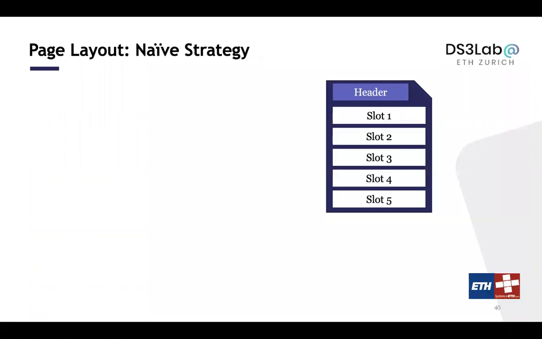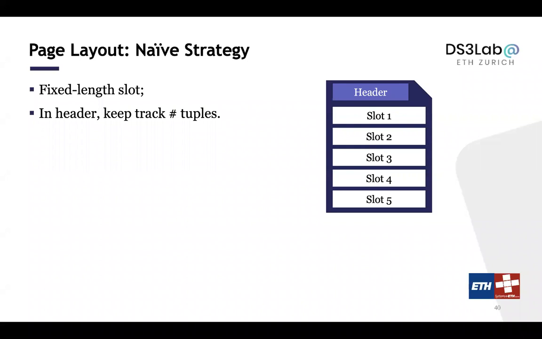There are multiple ways that you can implement the page. A naive strategy would be like this. I have a page, which is a fixed size block of data. I have my header, then I partition the rest into a whole bunch of slots. Each slot is of fixed length, for example, 100 bytes. That's one slot, and I have a whole bunch of those slots. And in the header, I keep track of how many tuples I am storing in this page.